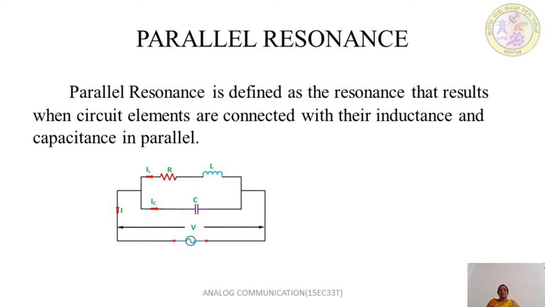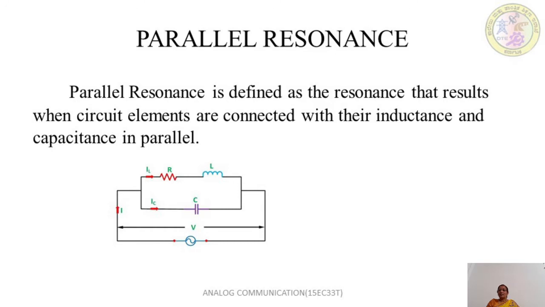Parallel resonance is defined as the resonance that results when circuit elements are connected with their inductance and capacitance in parallel. Here in the diagram, that is the inductor L and capacitor C. They are connected across the supply voltage, that is, the inductor and capacitor are connected in parallel.